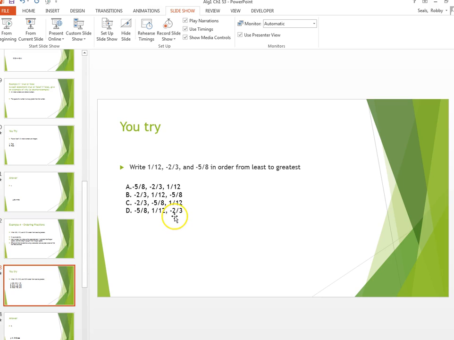So you try this one. You're going to write 1/12, negative 2/3, and negative 5/8 in order from least to greatest. Go ahead and pause now. Spend a few minutes to work this one out. Either use the number line or use the decimals.